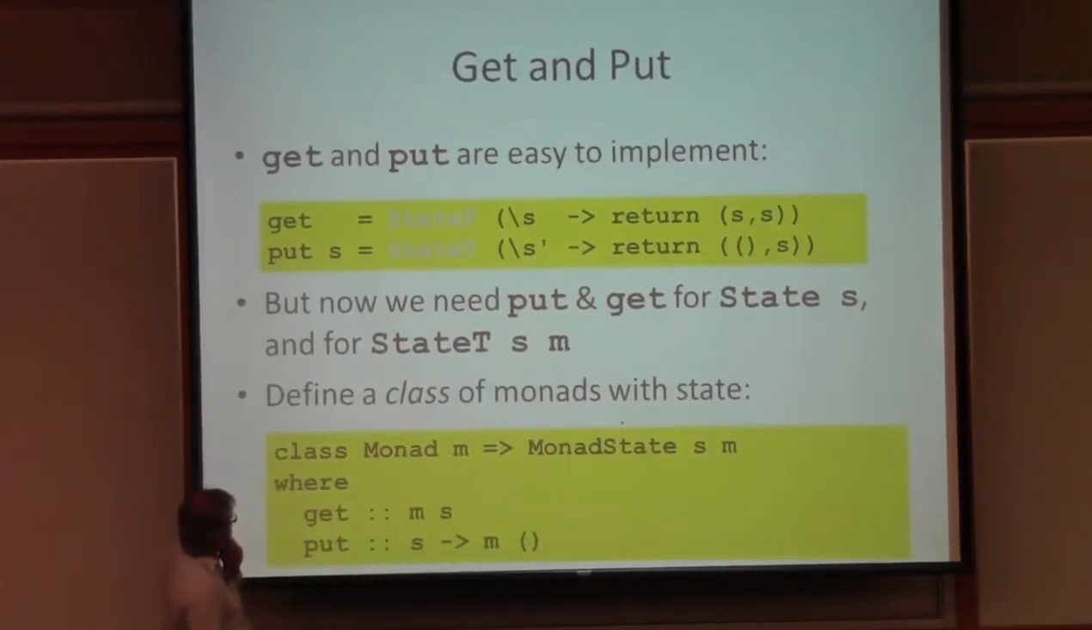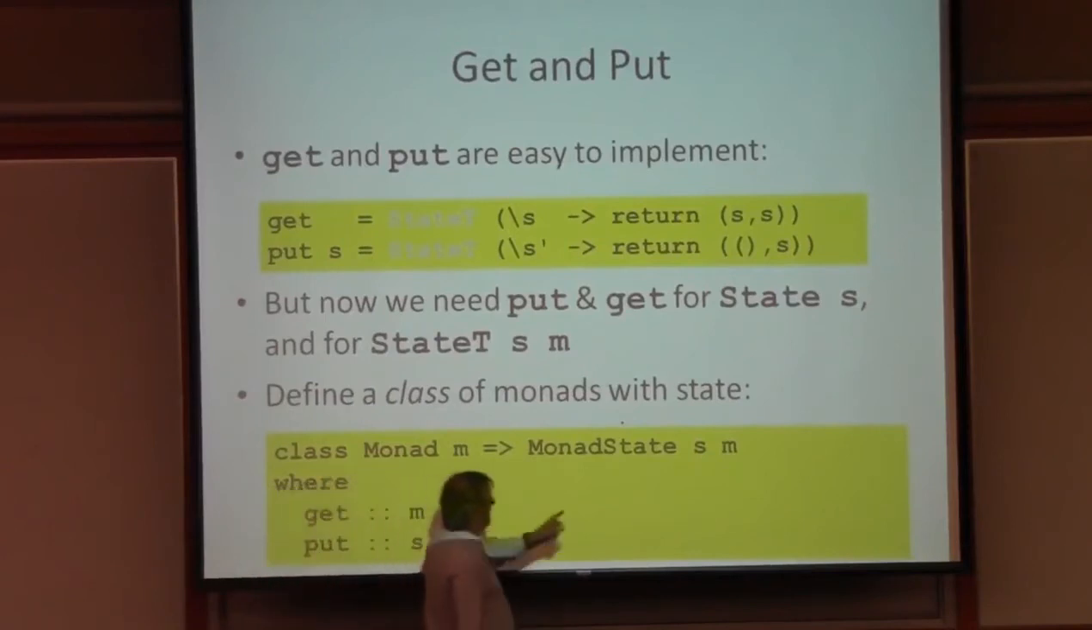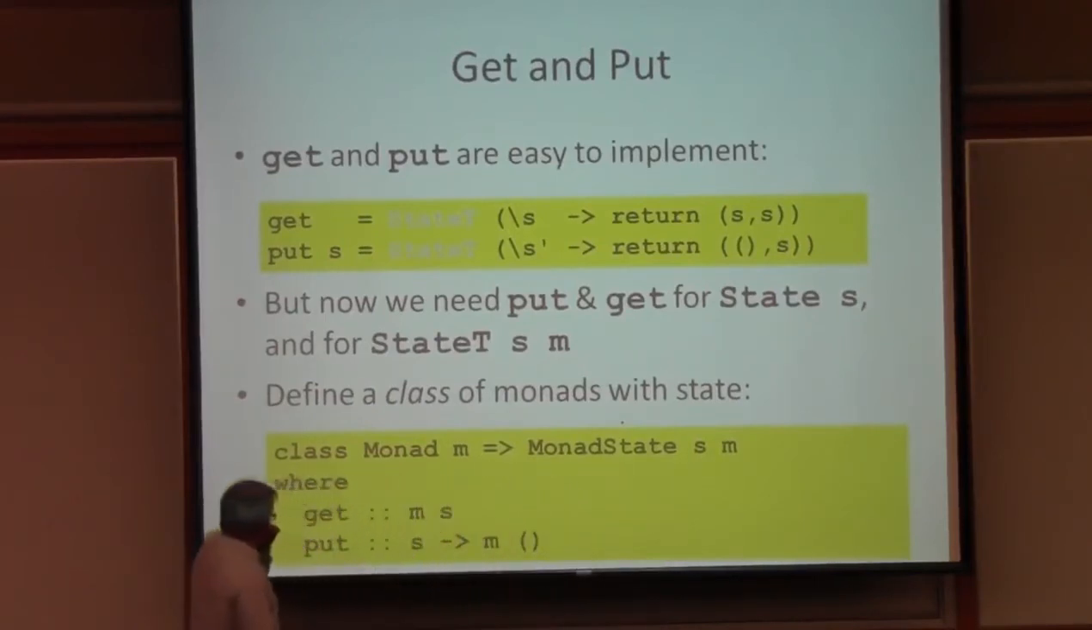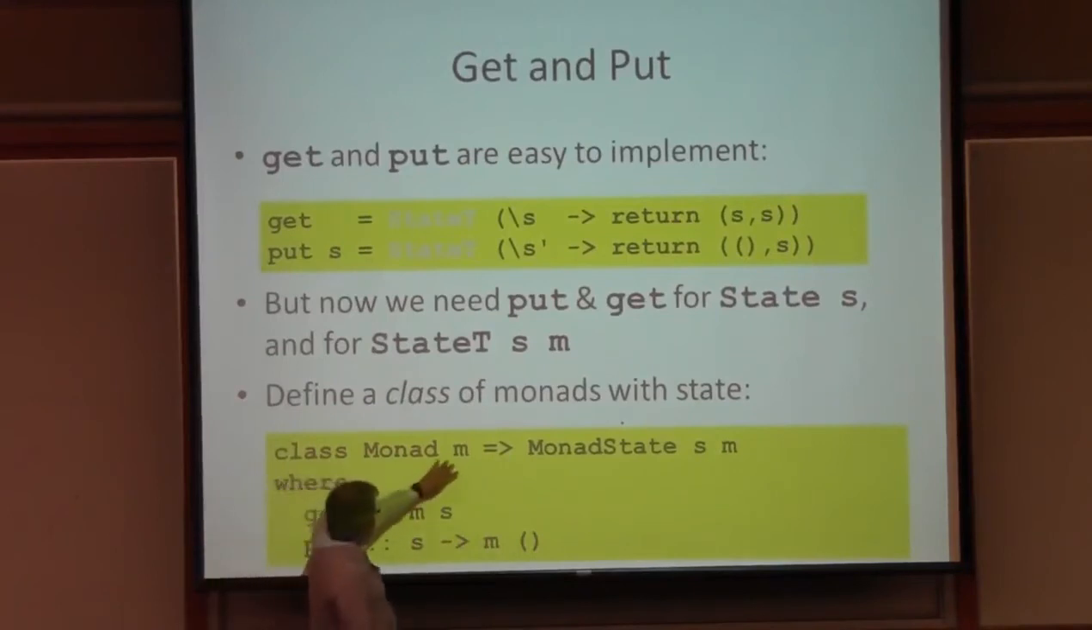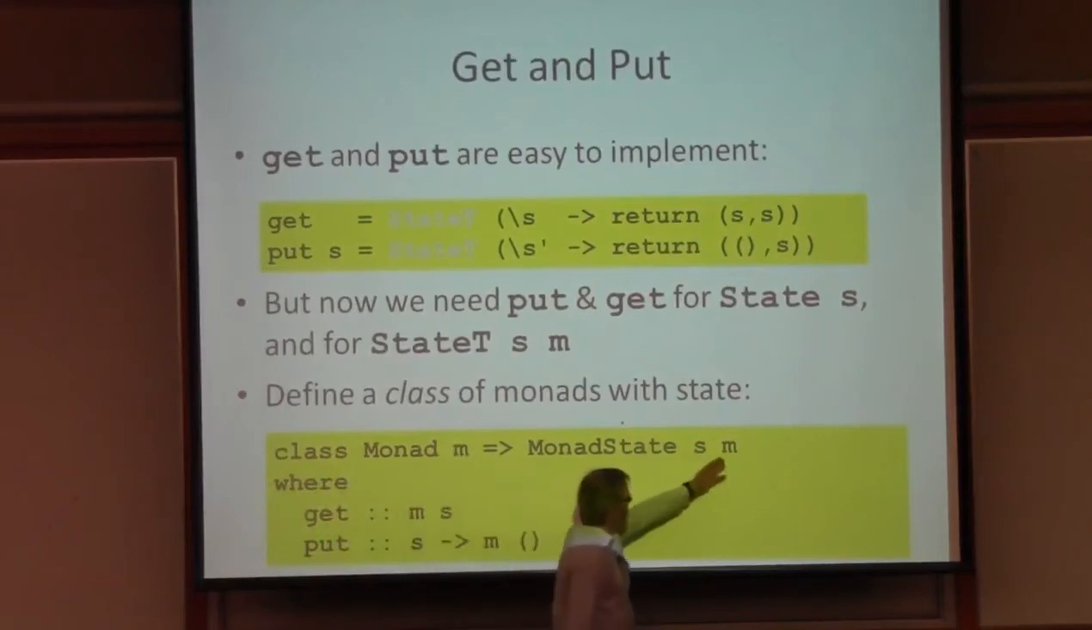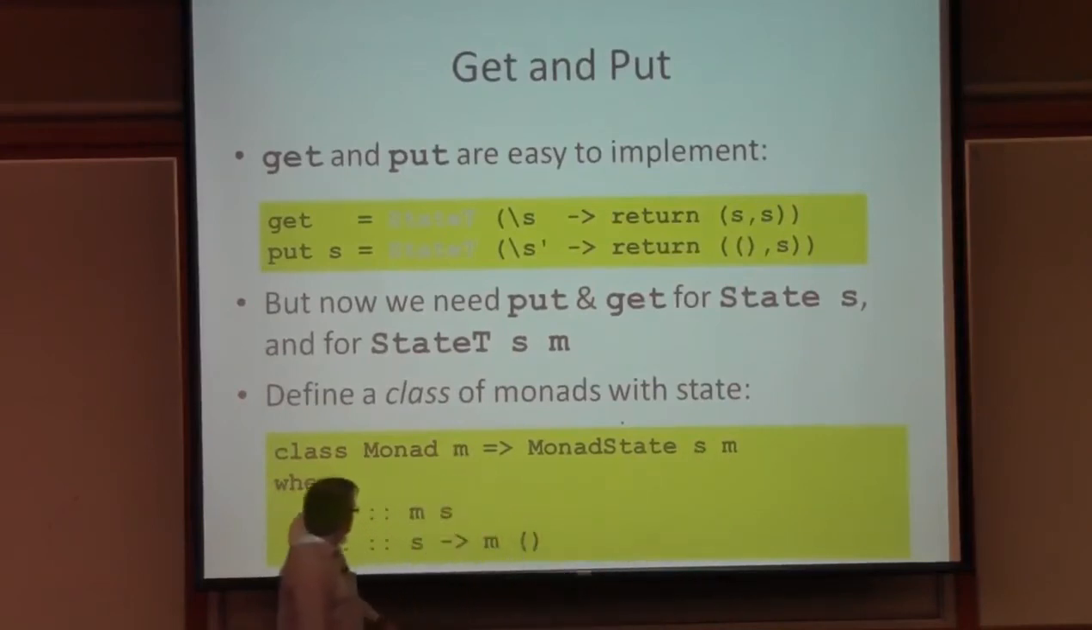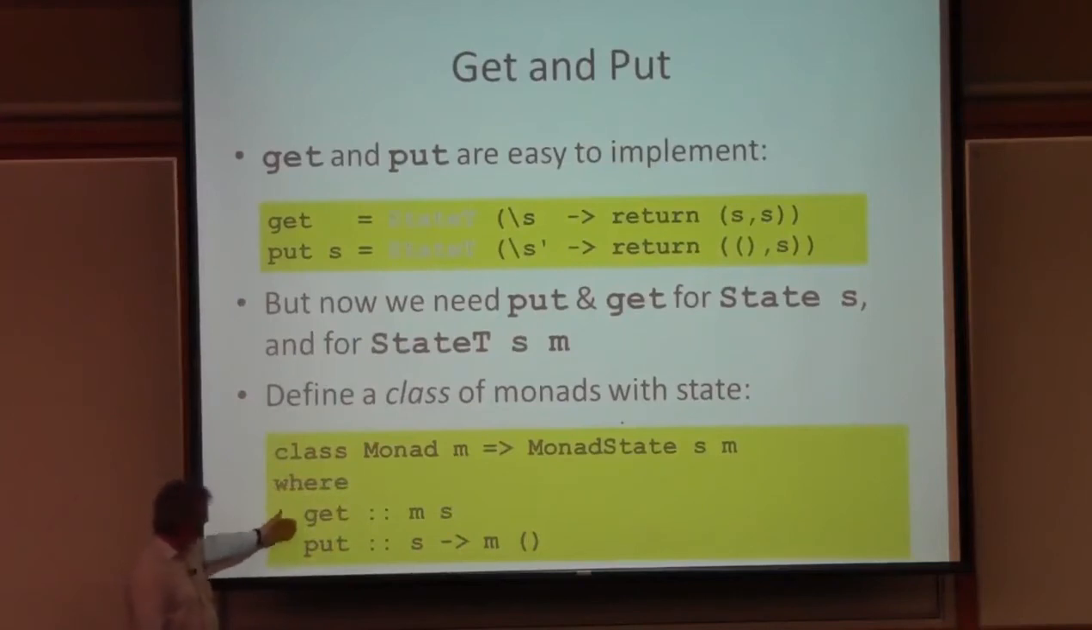It is, I guess, the first two-parameter class that we've seen. But classes can have any number of parameters. So we'll say that a type M, if M is a monad, then it's also a MonadState with a state of type S, if we can implement put and get operations with naturally generalized types.